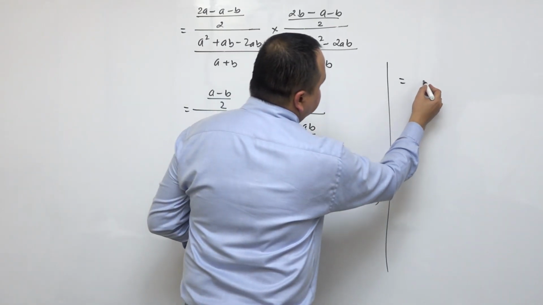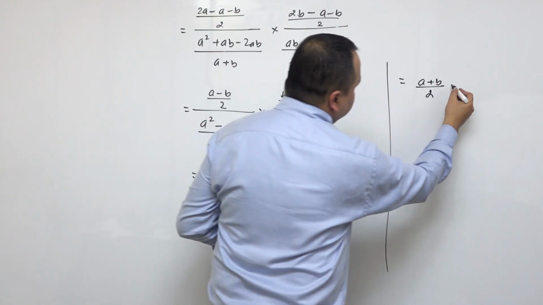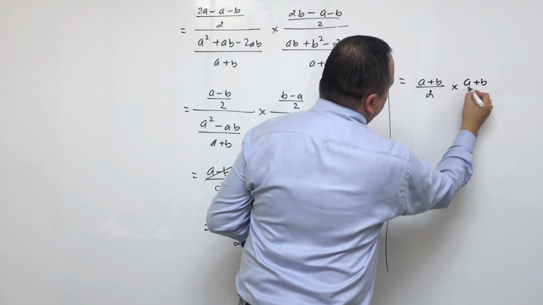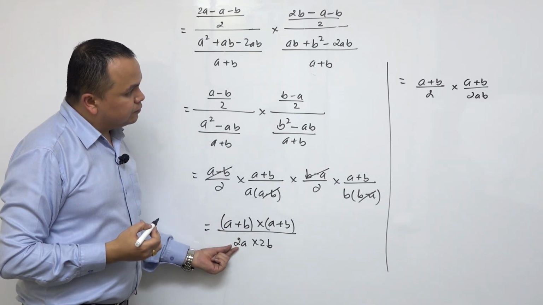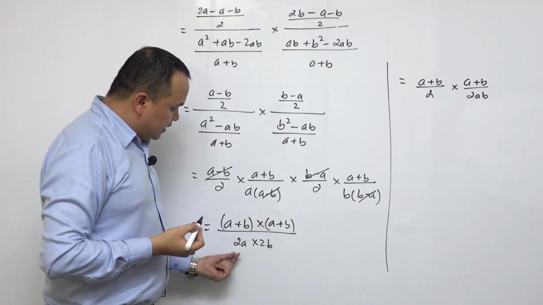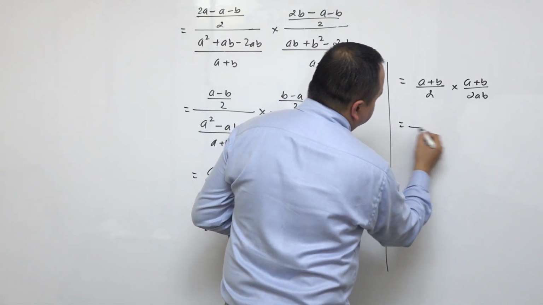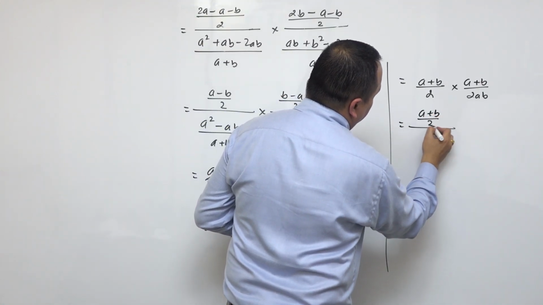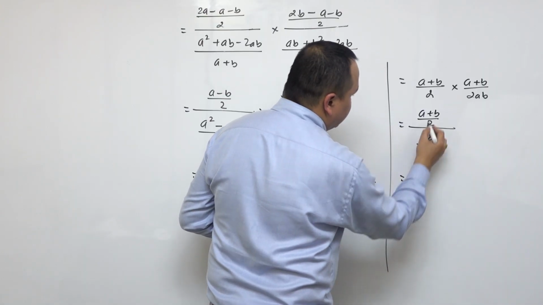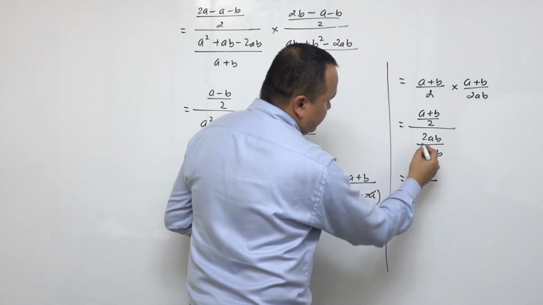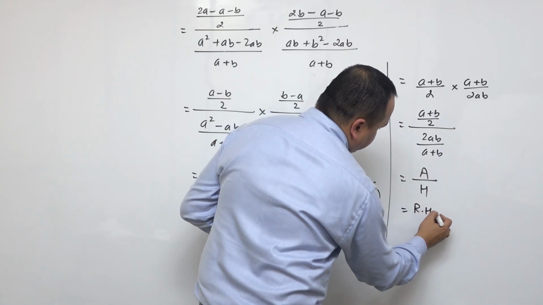The (a plus b) by 2 into (a plus b) by 2ab. This is (a plus b) by 2 into (a plus b) by 2ab, which is (a plus b) by 2 upon 2ab upon (a plus b). Finally, this is capital A and this is H. This is the right hand side. Proved.